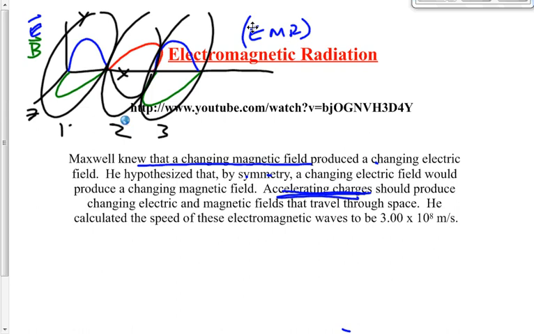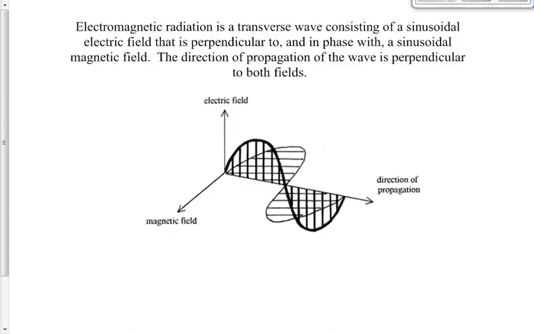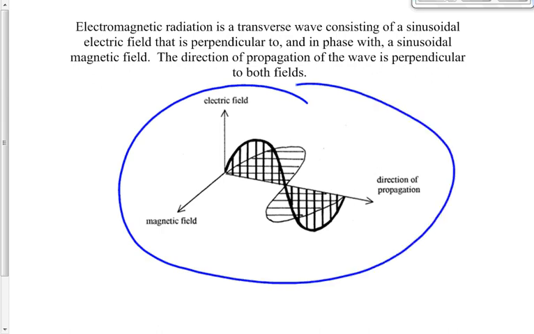So you end up with this, basically. An electric field and a magnetic field, 2 sine waves in phase with each other. That means crest and crest are together, trough and trough are together. 2 waves, electric field wave and magnetic field wave, in phase with each other, both perpendicular to each other, and both traveling perpendicular to the fields.